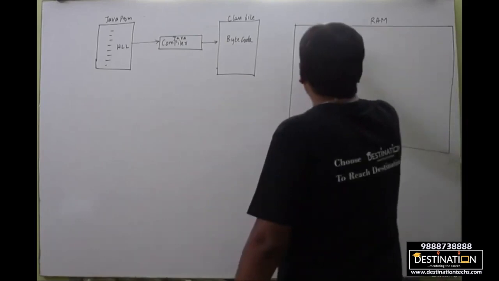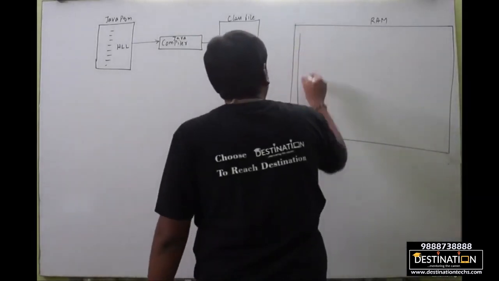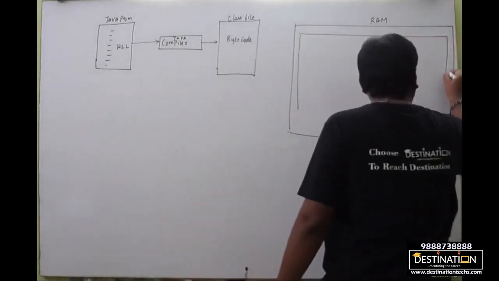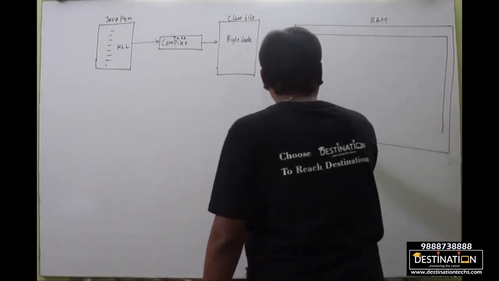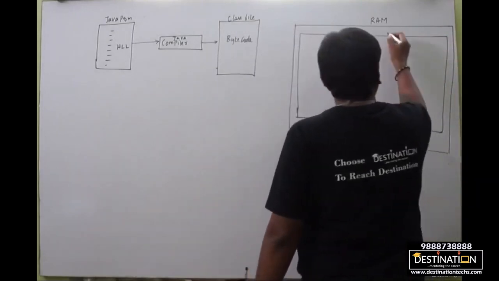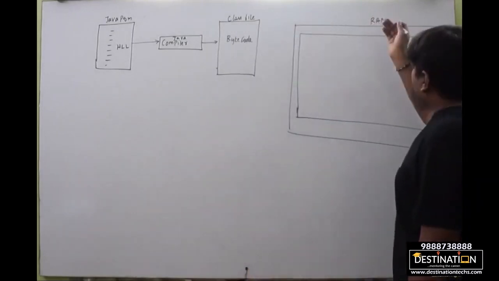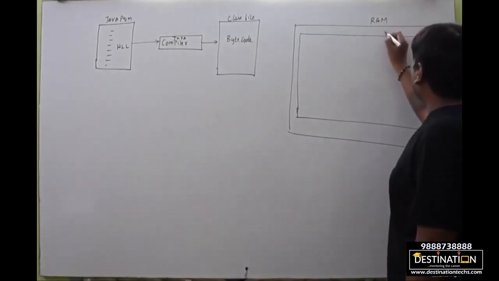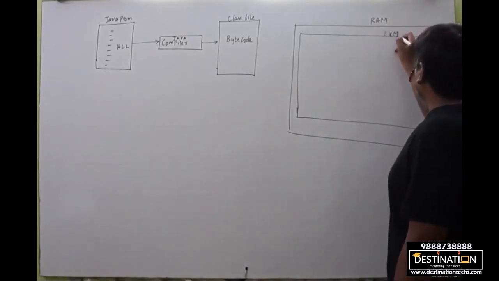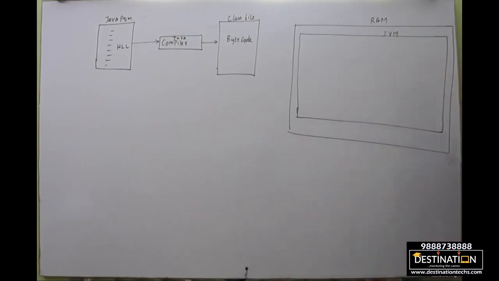Now assume inside this RAM I have JVM. If you ask me where JVM is present, it is present inside JRE. Where JRE is present, it is present inside the RAM. So I will say JVM is present inside the RAM.